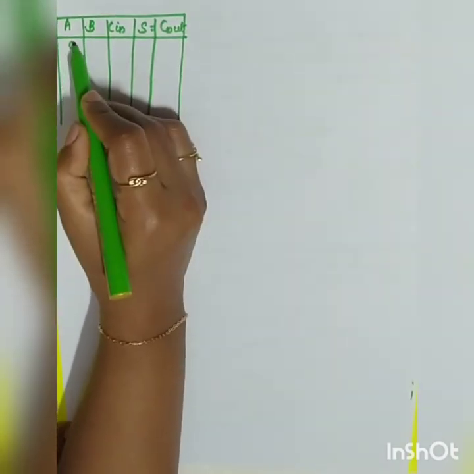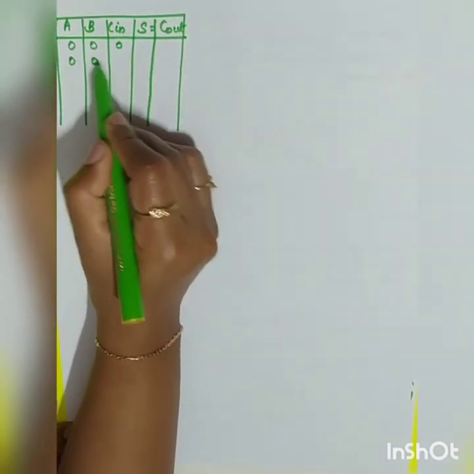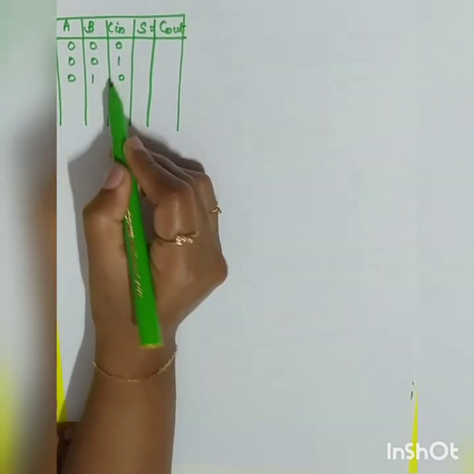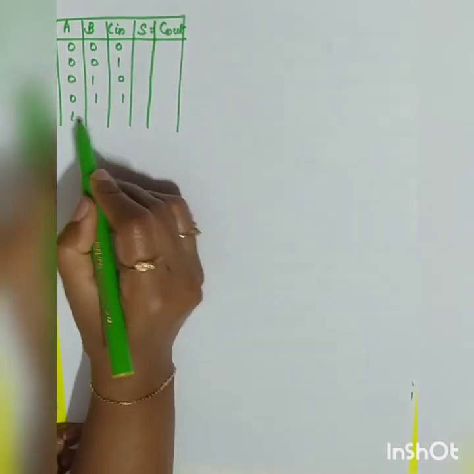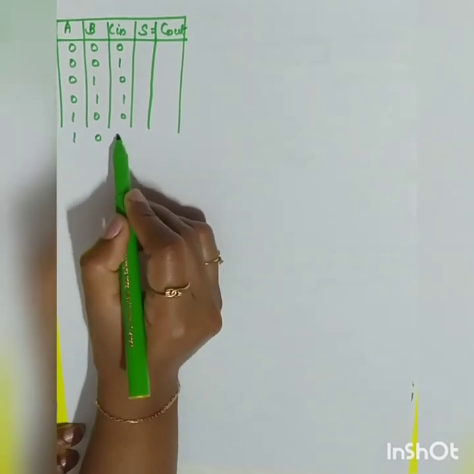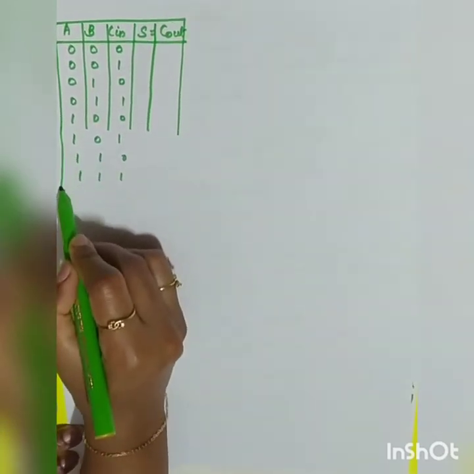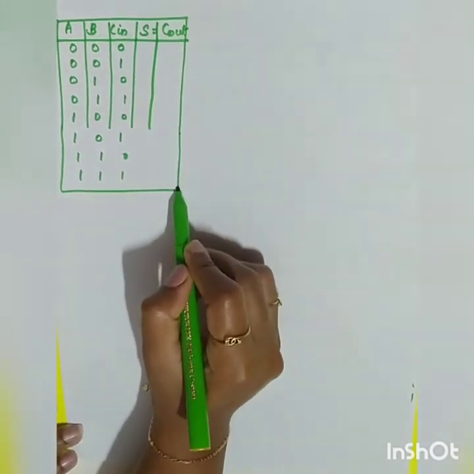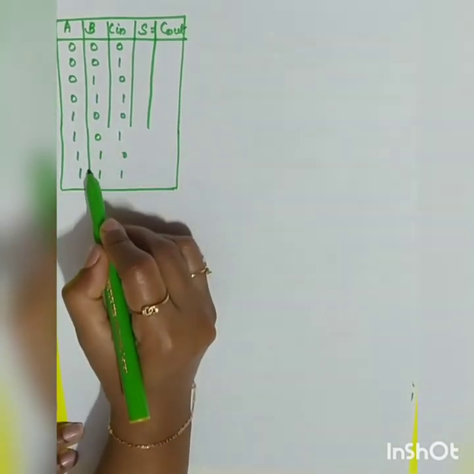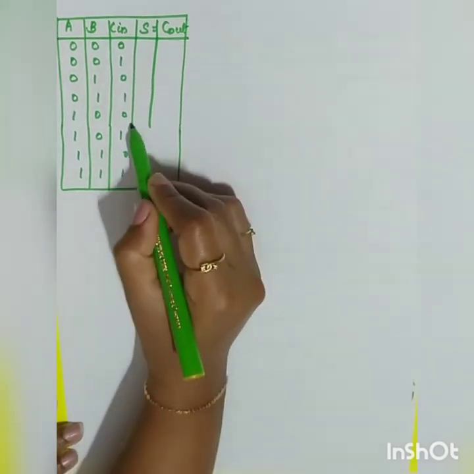Okay. 0, 0, 0, 0, 0, 1, 0, 1, 0, 0, 1, 1, 1, 0, 0, 1, 0, 1, 1, 1, 0, 1, 1, 1. So you have 0 to 7, that is total 8 combinations.